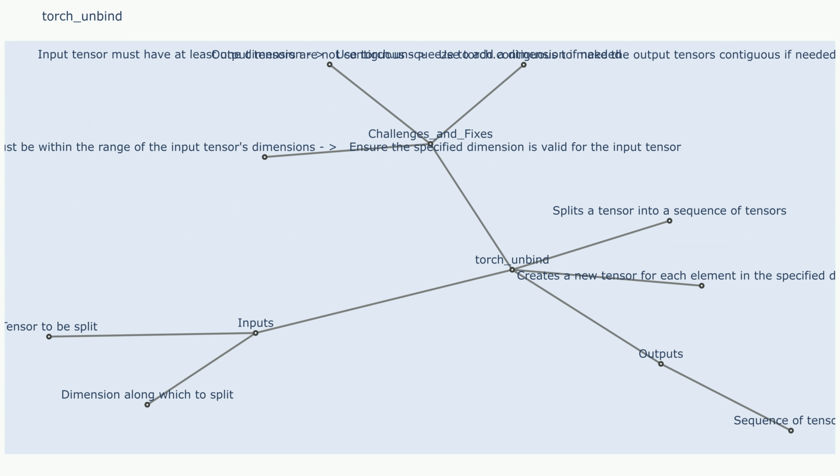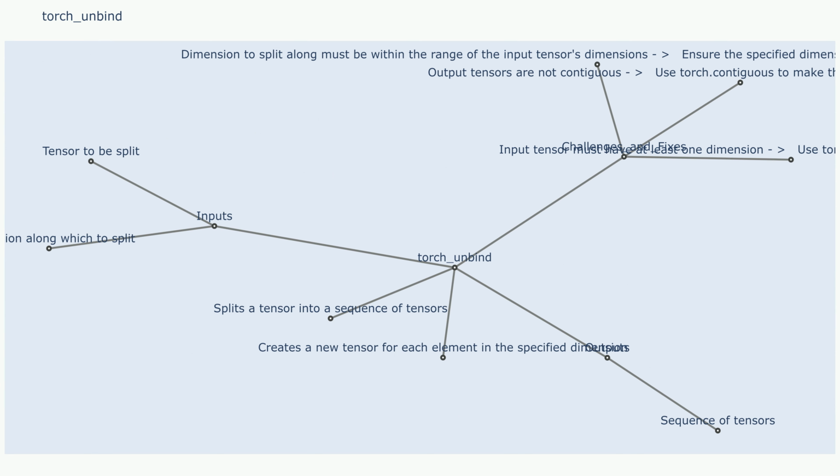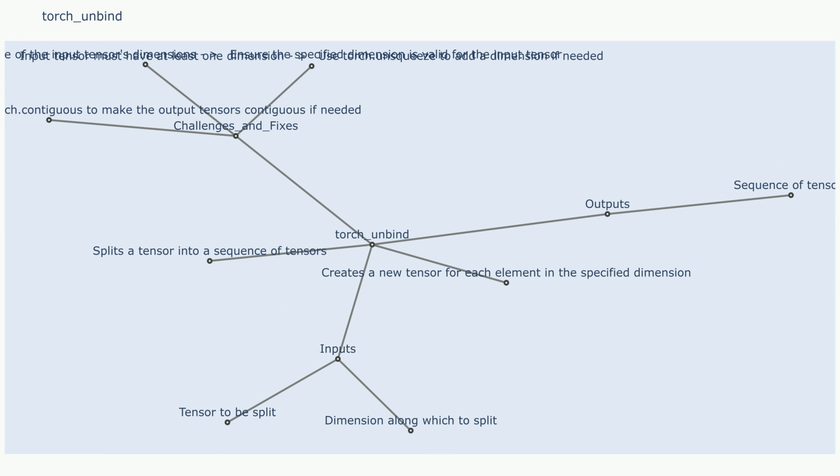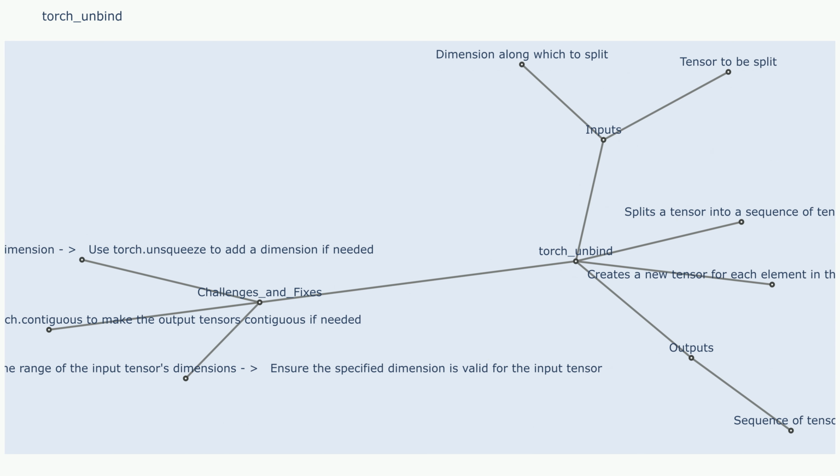Challenges and fixes. Challenge 1, incorrect dimension specification. Sample use case that resulted in challenge 1: splitting a tensor along a dimension that does not exist or is beyond the number of dimensions in the tensor. Fixes to challenge 1: ensure that the specified dimension is within the valid range, 0 to the number of dimensions in the tensor minus 1.